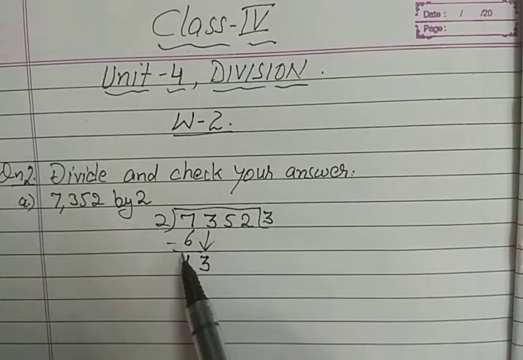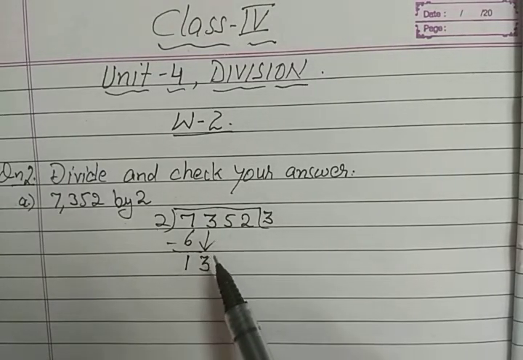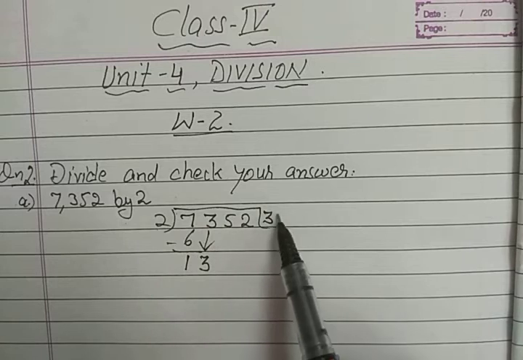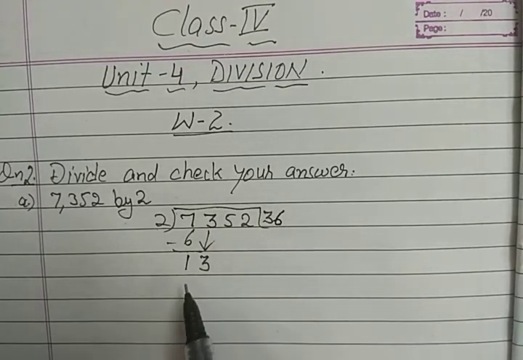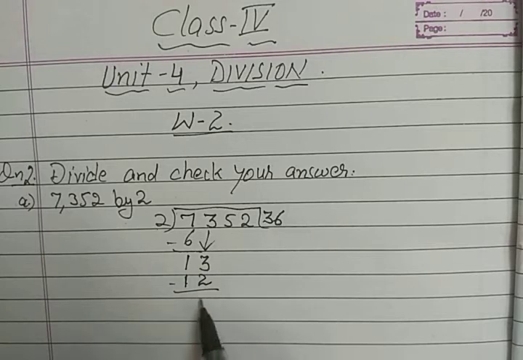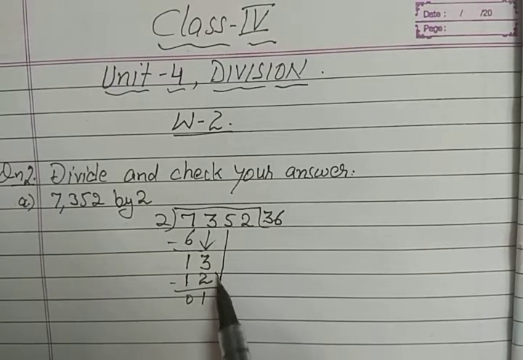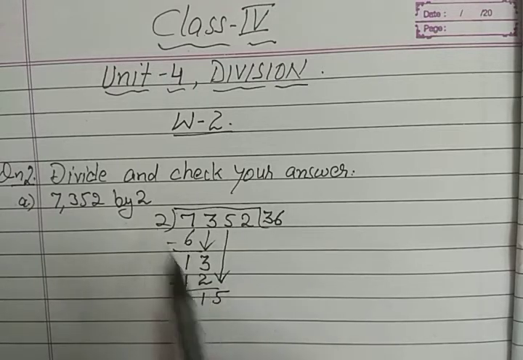Now again recite the table of 2 till 13. 2 6s are 12 and 2 7s are 14. So that means it does not come in the table of 2. So we will take 2 6s are 12. Again subtract it. What is left is 1. Again the next number will come down, that is 5, 15.